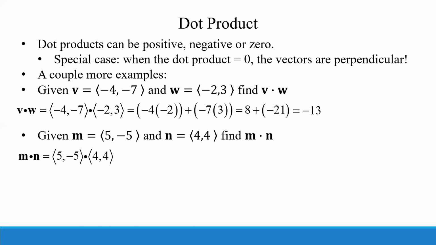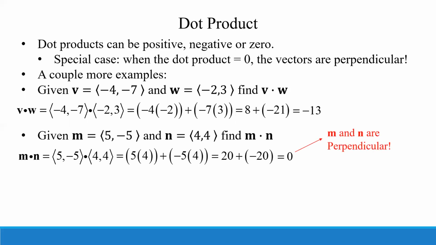So in this case, we have m dot n. So we have 5 times 4 and then negative 5 times 4, which ends up being 20 minus 20, which is our special case. And remember, if you get 0, that just means those two vectors are perpendicular. Let's do one more example. And again, if you want to pause the video and do this on your own real fast.